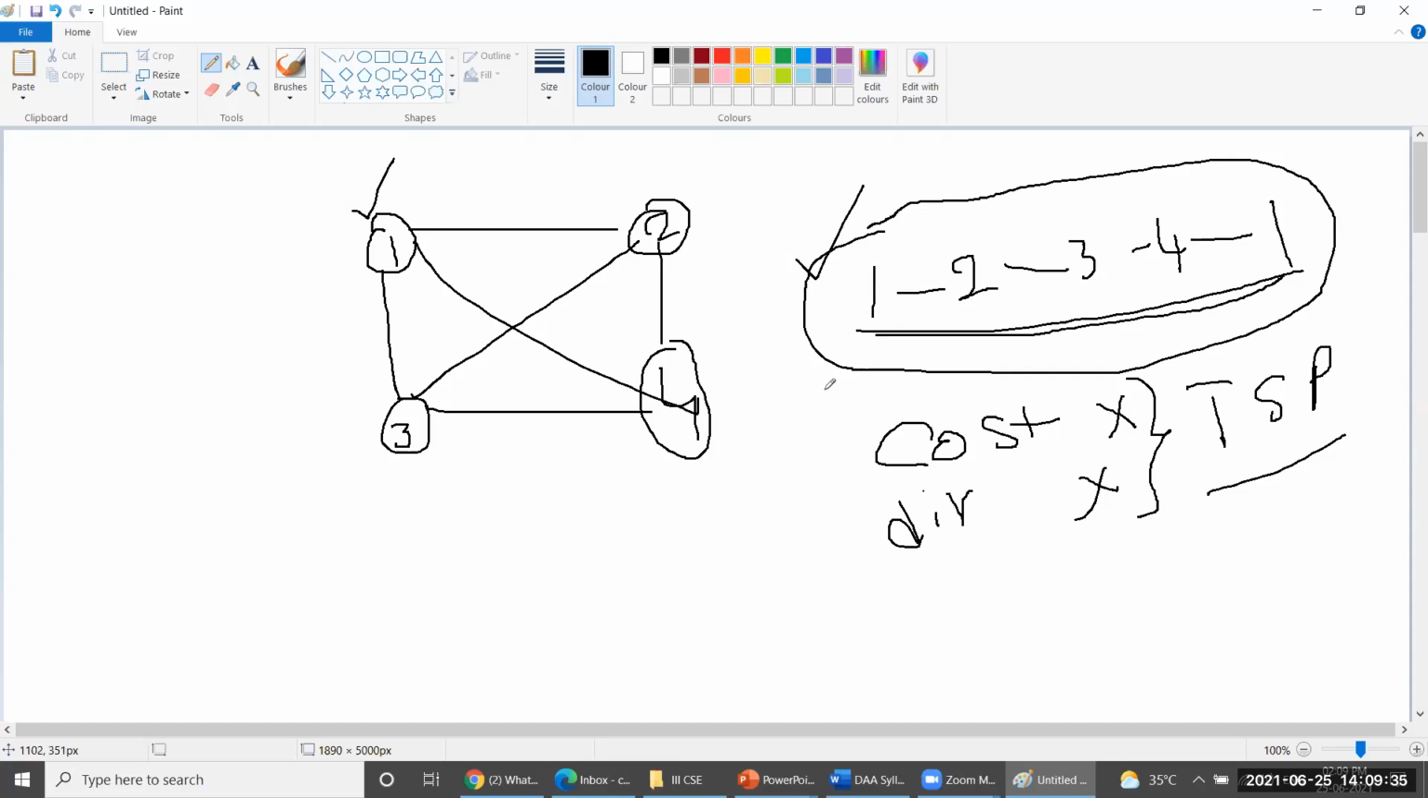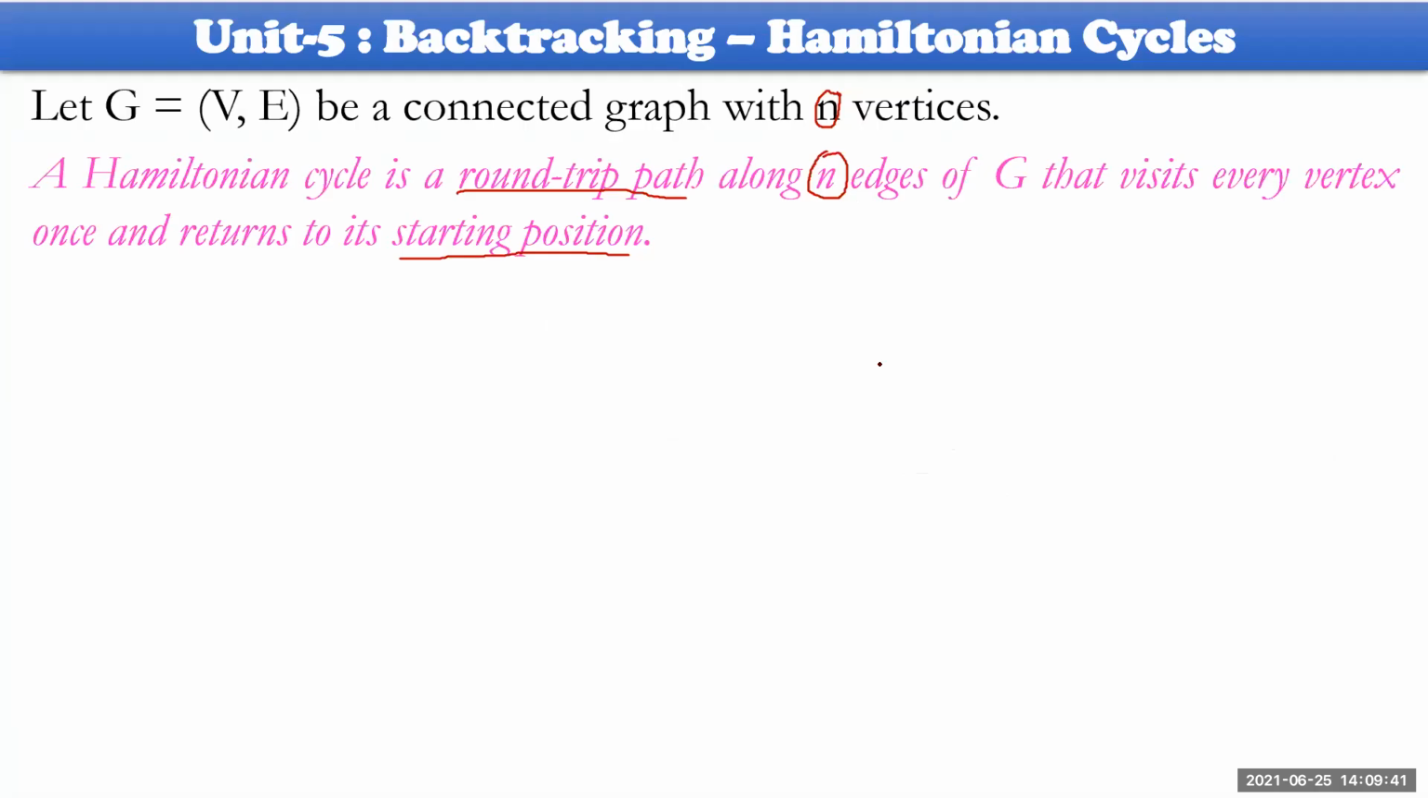Okay, so it was proposed by William Hamiltonian in 1956. So it is one of the very important concepts while graphs are going to be taken into consideration without any cost.